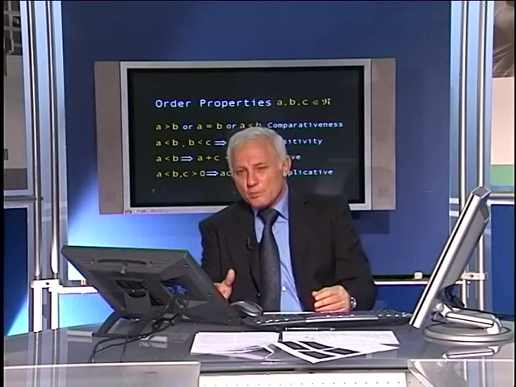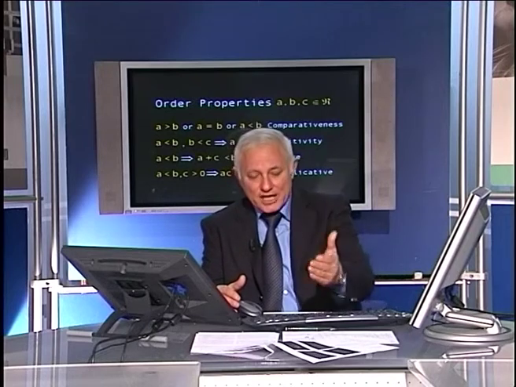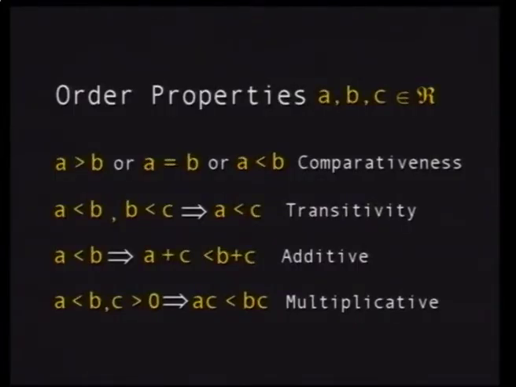And at the same time, it's complete. Completeness means that any non-empty subset of R, like a segment, for example, which has an upper bound, has a least upper bound. And this is called complete. So the set R has these properties. It has algebraic properties, and it also has order properties. Like, for example, if A is bigger than B, and B is bigger than C, then of course A is bigger than C, etc.